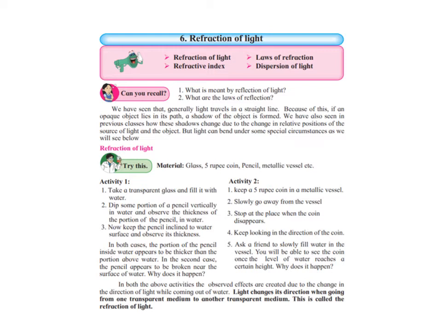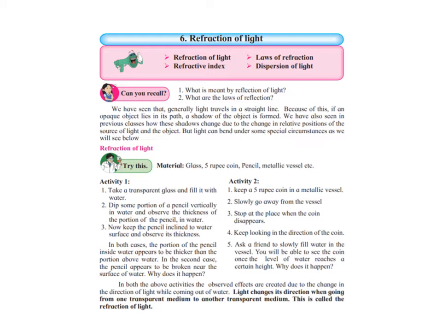The second activity is, keep a 5 rupee coin in a metallic vessel. Take a small bowl or a vessel, keep a coin on it. Slowly go away from the vessel. Stop at the place when the coin disappears. That means you keep a small bowl or small plate or something like a glass or anything and keep the coin inside, and you start moving backward till the point where you cannot see the coin anymore.